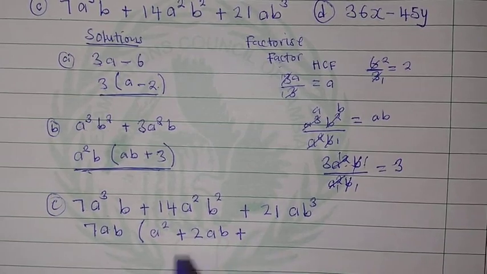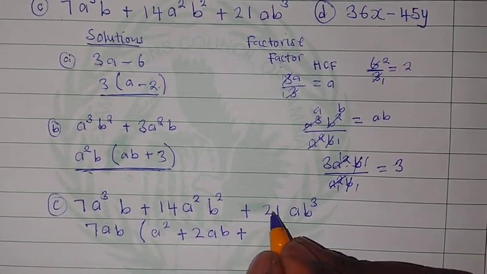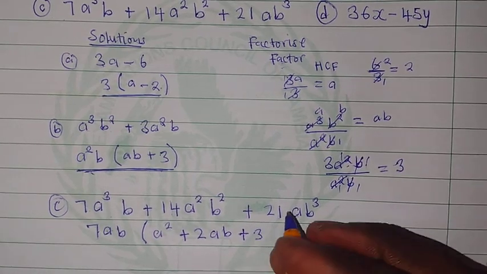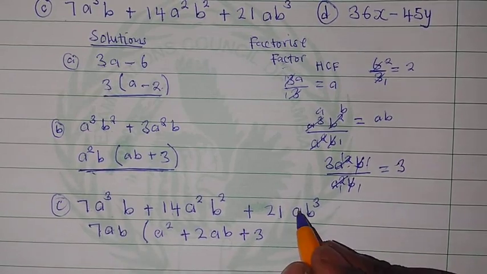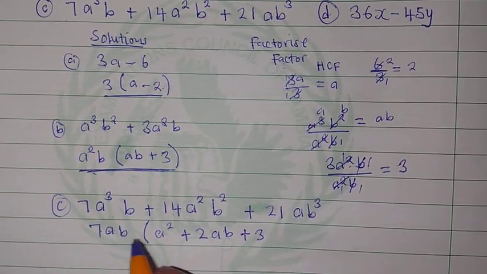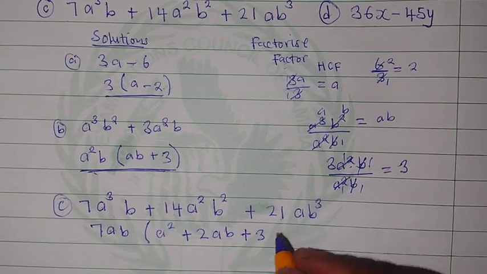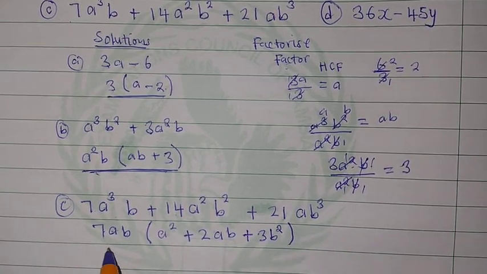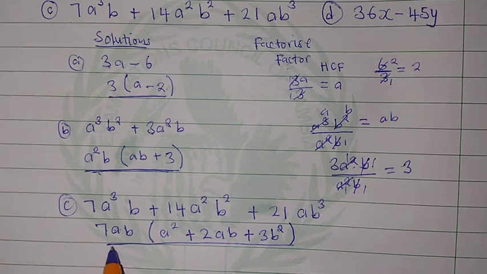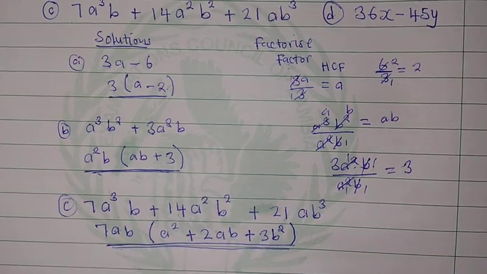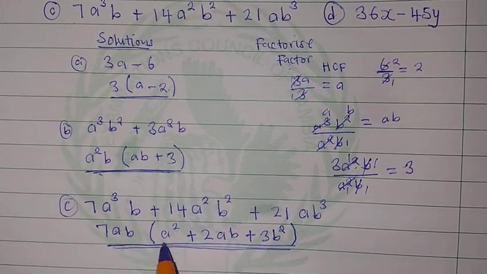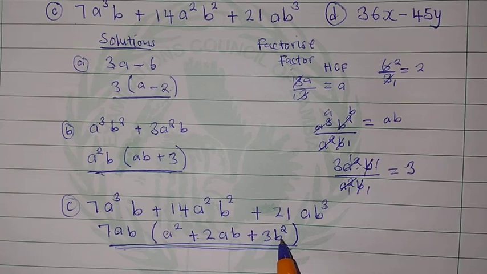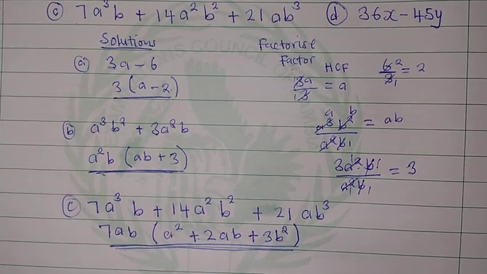Okay? Plus 7 into 21. How many times? 3. Because 7 times 3 is 21. Then this a and this a will cancel to give you a 1. B into b power 3, you remain with b power 2. You can even cross because we are done dividing there. So this is our answer. So our answer is 7ab in brackets, we have a squared plus 2ab plus 3b squared. So we have answered our question C.